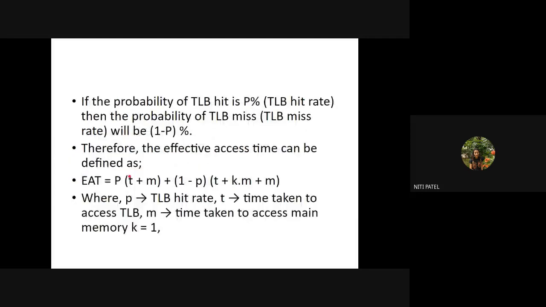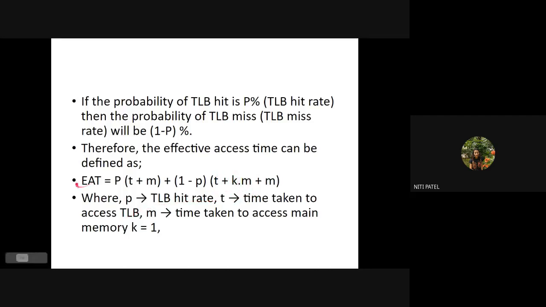How do I calculate this effective access time? We calculate it by a formula. We do not have any sums on this. It is just a formula given to calculate the time. So effective access time by using the TLB, what is the formula? T plus M plus 1 minus P plus K into M plus M. Where P is nothing but the TLB hit rate. T is the time taken to access the TLB. M is the time taken to access the main memory, and K will always remain constant 1.